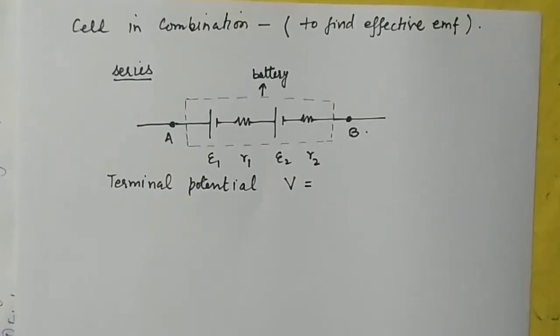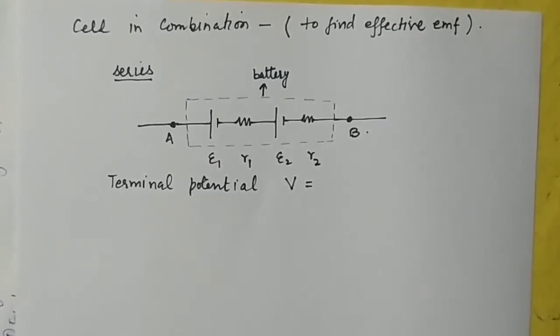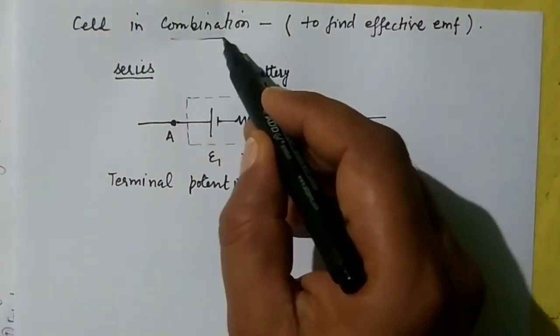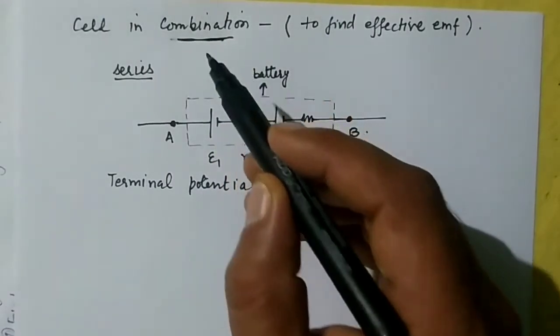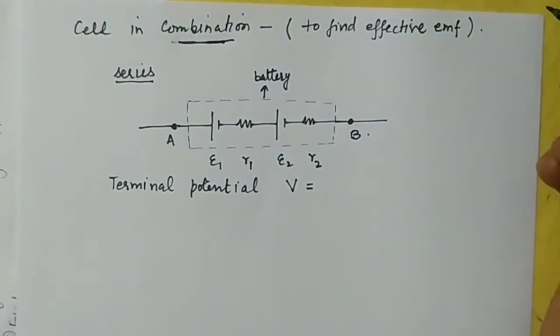In this video we will discuss the cell in combination, that is, to find out the effective EMF. We already know that there are two types of combination, that is series and parallel combination. Let us discuss the series combination first, then parallel.